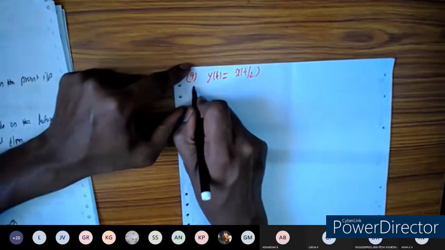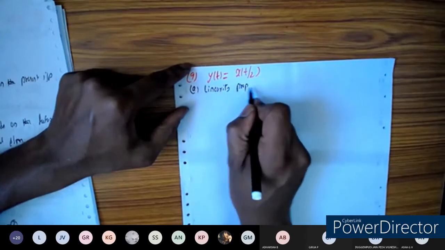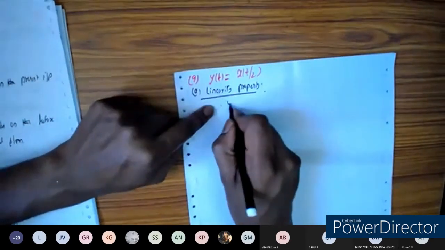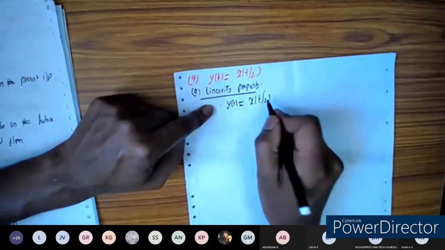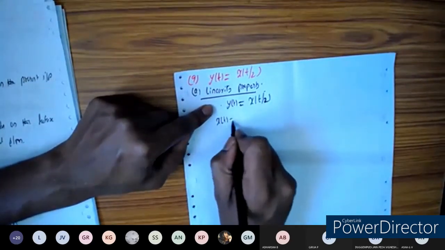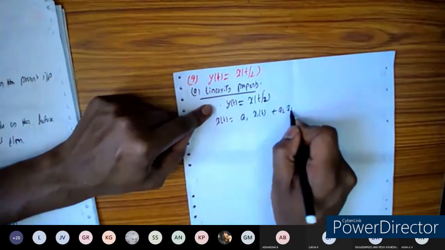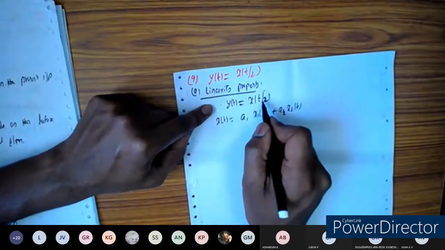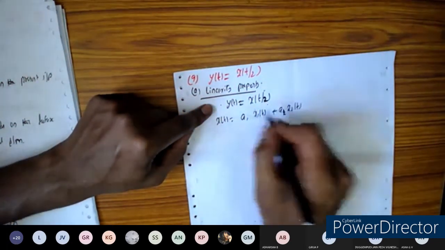Let us find out the first one, which is the linearity property. The given system is y of t is equal to x of t by 2. Let us substitute x of t is equal to a1 into x1 of t plus a2 into x2 of t. If you use x of t as the input, the system is going to scale the time by 1 by 2.